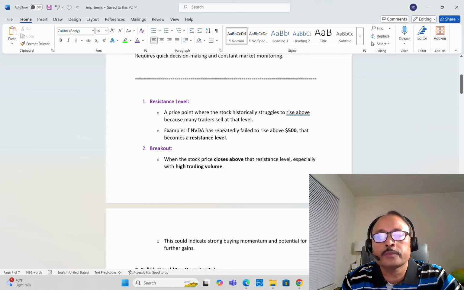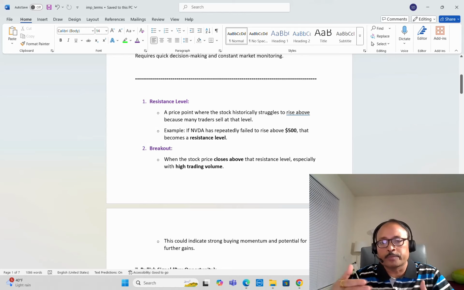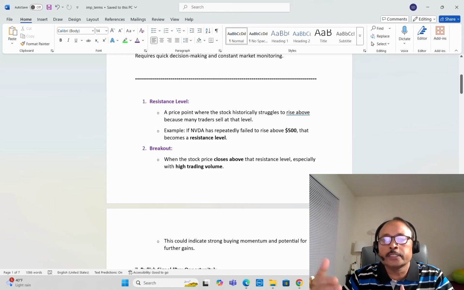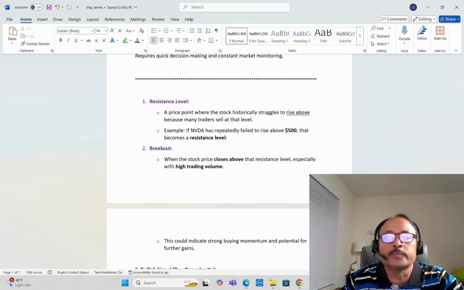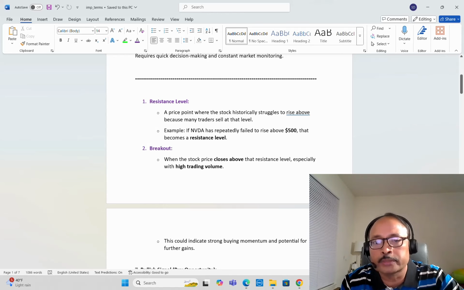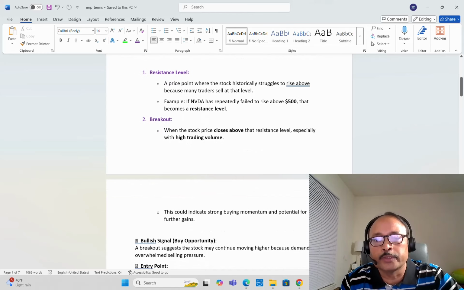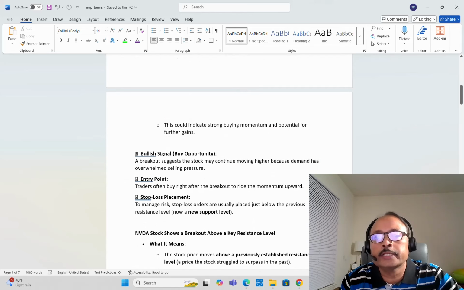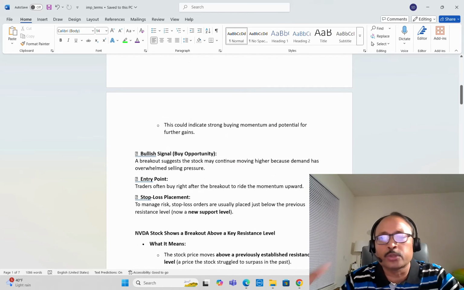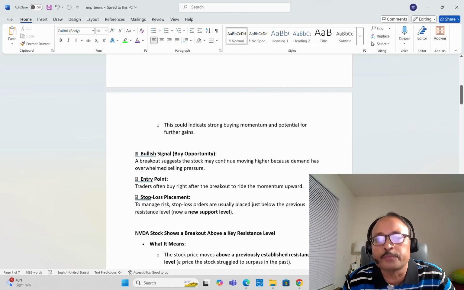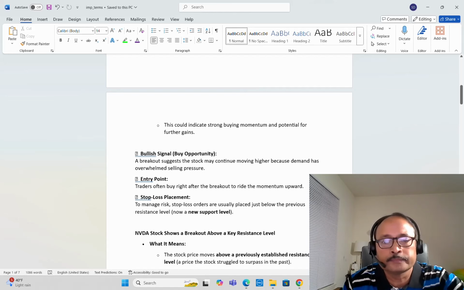And breakout, what is breakout? Breakout happens when the stock price closes above the resistance level. The stock price is able to touch and exceed that resistance level. That is the point when the breakout happens. With high trading volume, that could indicate strong buying momentum and potential for further gains.